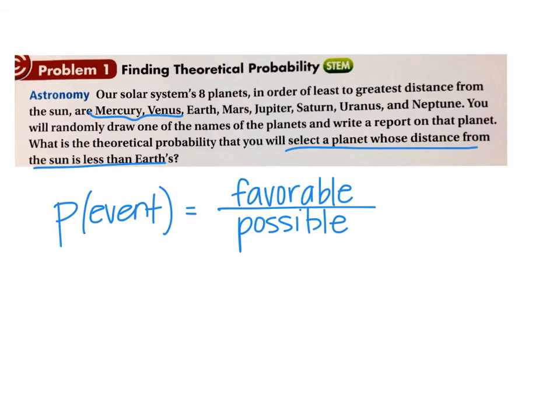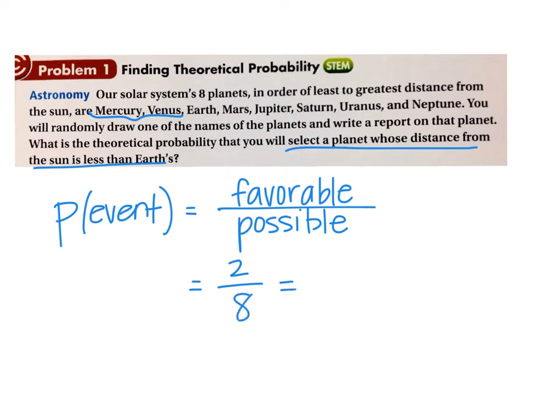So right now we're talking about selecting a planet whose distance from the sun is less than Earth. So favorable is going to be the planets who are closer to the sun than Earth, which is Mercury and Venus. So that's two. Possible planets to draw are all the planets they listed. So 1, 2, 3, 4, 5, 6, 7, 8.